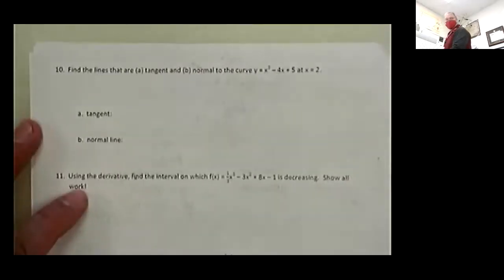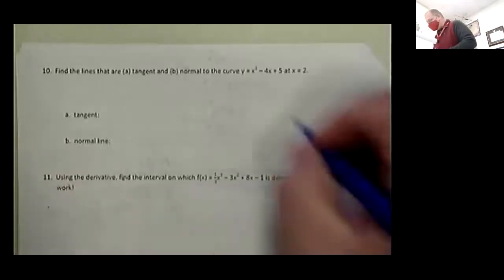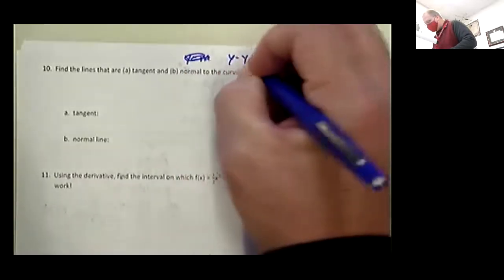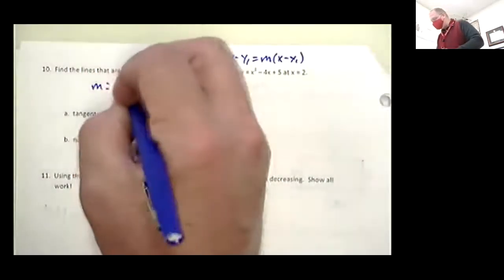Find the lines that are A, tangent, and B, normal to the curve there. We need our slope, right? We're still using y minus y1 equals m times x minus x1. For that, we need a slope. The slope is just the first derivative.